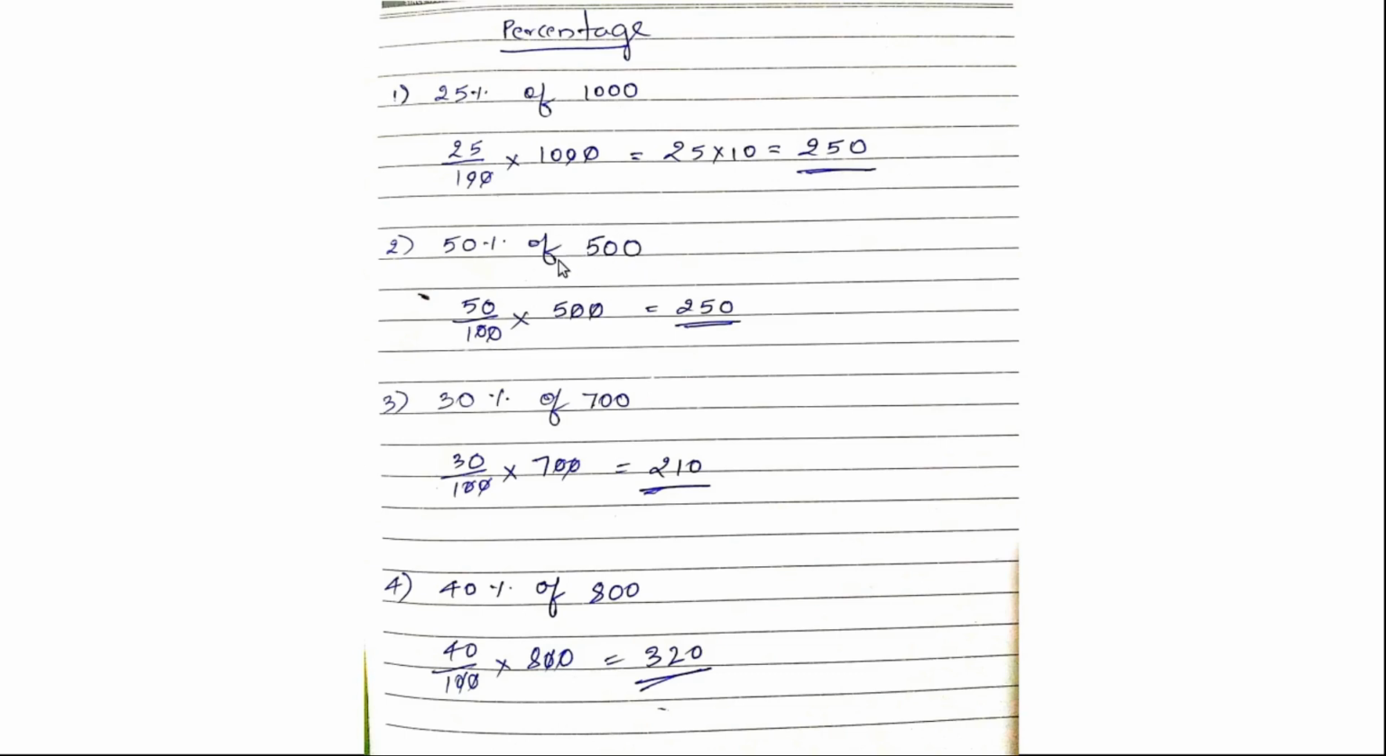If an item is 500 rupees and it has an off of 50%, then you will get it for 250 rupees, that is 250 off on that particular item. So that is 50 by 100 into 500, that will give 250. Similarly, 30% of 700, again 30 by 100 into 700, that will give 210. Next one we have 40% of 800, that is 40 by 100 into 800, that will give 320.